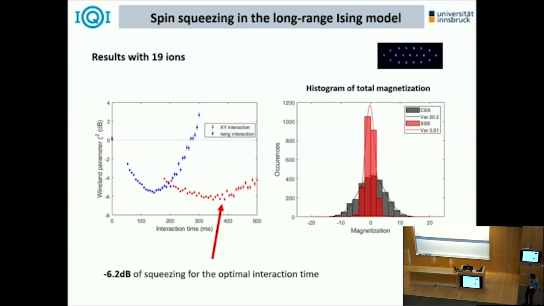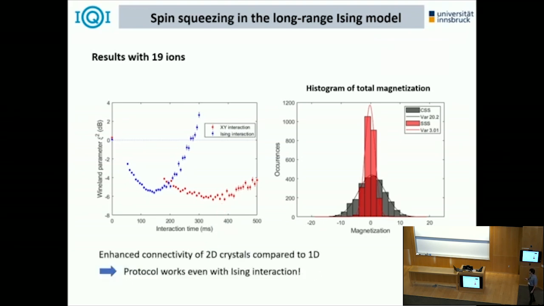Interestingly, and you see here the respective histogram, where you also see that the variance indeed goes down for the squeezed state. Very interestingly, it still works with this Ising interaction, which does not preserve the magnetization, but in these 2D crystals we actually have better connectivity, and this somehow is also advantageous. So you can even use this Ising interaction, although it does not have the same amount of squeezing, you can still use it to generate some squeezing.